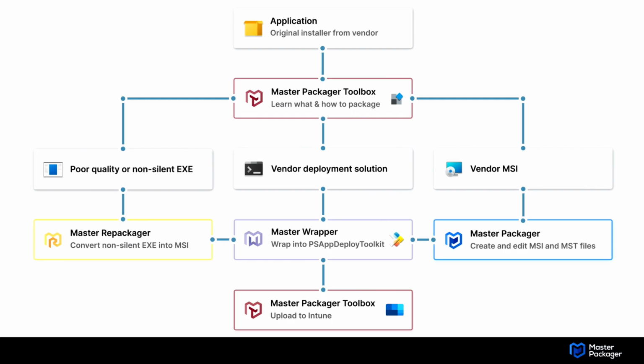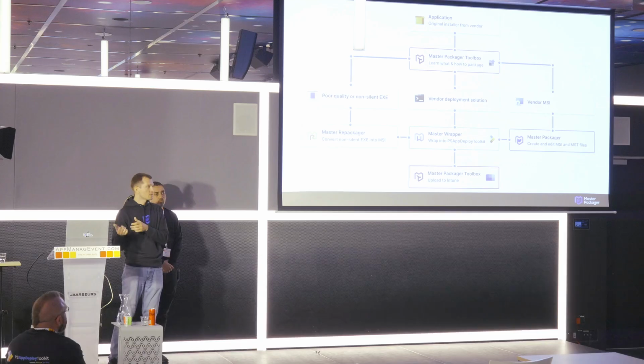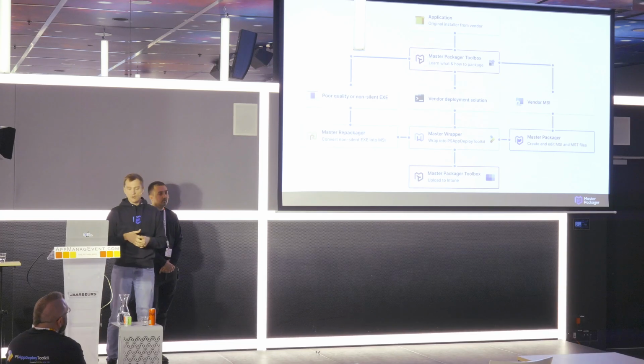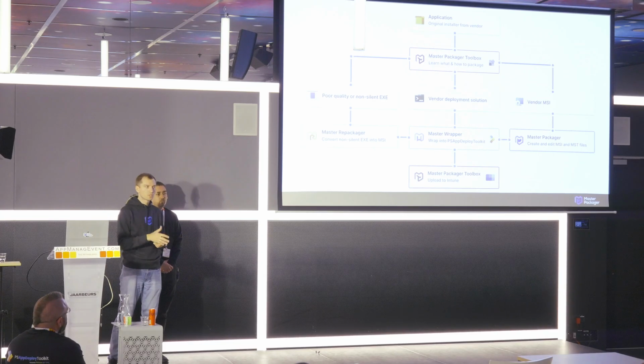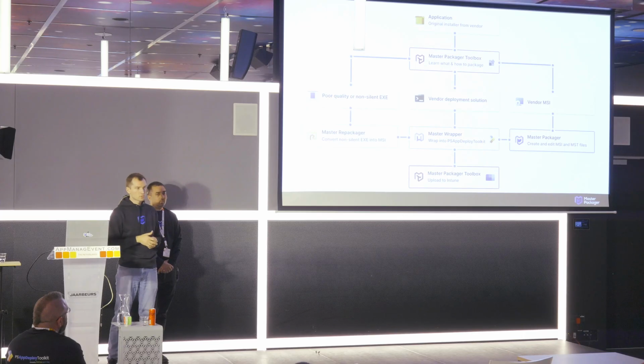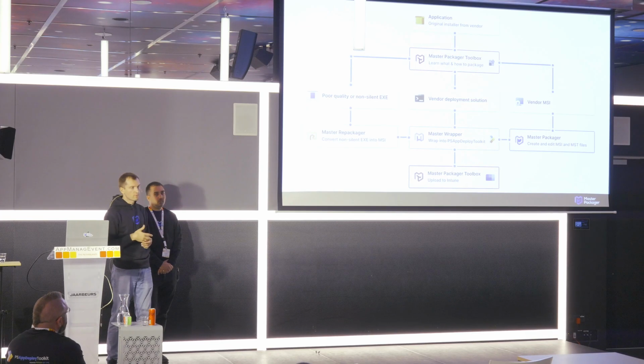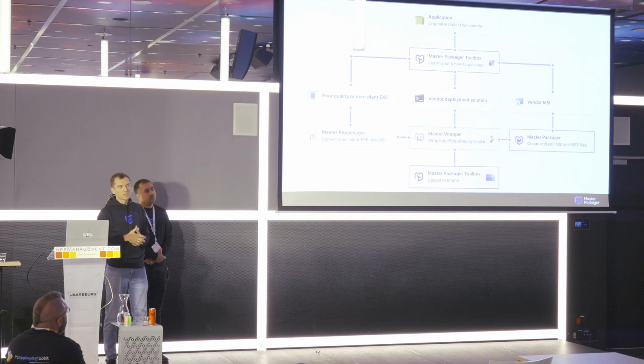When you go through this flow, you understand with the toolbox what is actually installed, then realize what kind of installer you are dealing with, and then use either repackaging if you have an exe without silent installation command lines, or create an MST file with Master Packager when you have an MSI, or if you have a vendor deployment solution like AutoCAD and you already have silent switches, you go straight to the Master Wrapper. And everything goes through the wrapper, even if you have a single MSI.